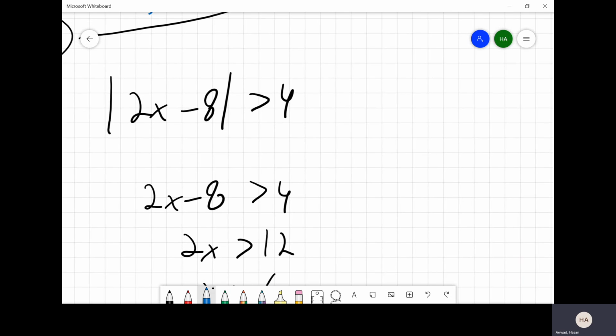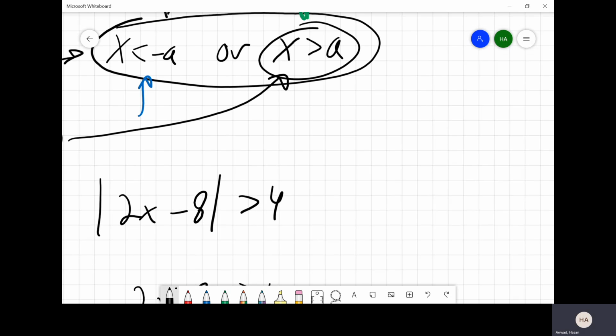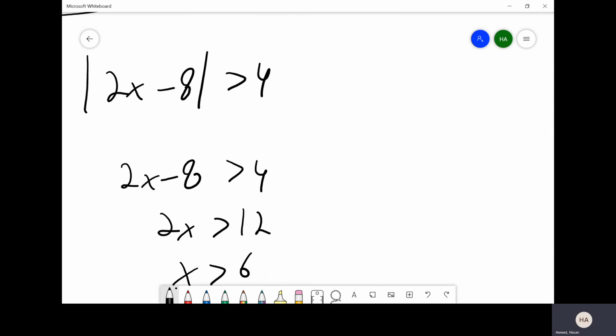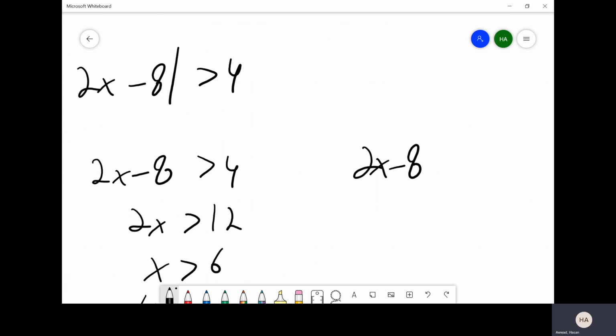So now we have to do x is less than -a, and that means everything inside our absolute value is less than the negative version of the number that we're given. So we have now 2x minus 8. Again, we drop the absolute value, we switch the sign, and we negate the number. So now it becomes -4. We switch it from a greater than sign to a less than sign, and it becomes -4.